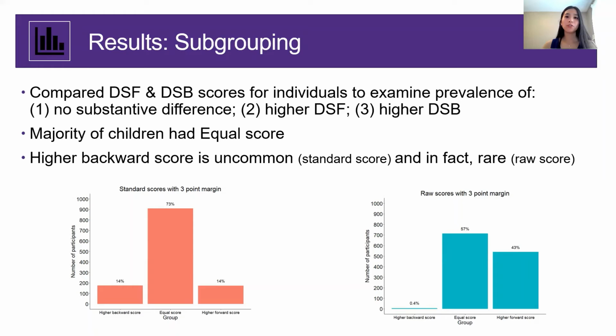Next, we subgrouped performance into different groups depending on whether they had a higher backward score, forward score, or equal score. So as you can see on these two graphs using standard and raw scores with a 3-point margin, the majority of children had an equal score, or there was no difference between the two span scores. Although it seems that the higher backward score occurs as commonly as the higher forward score using standard scores, this was rarely the case using raw scores. So 0.4% of children received a higher backward score, indicating that this was very rare.